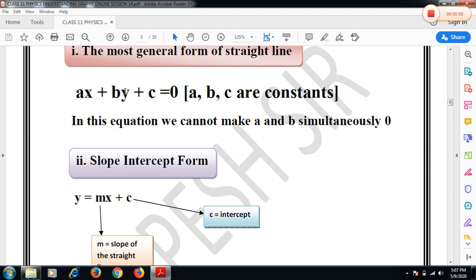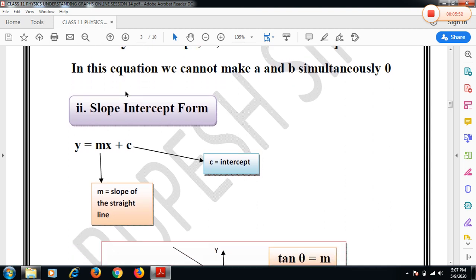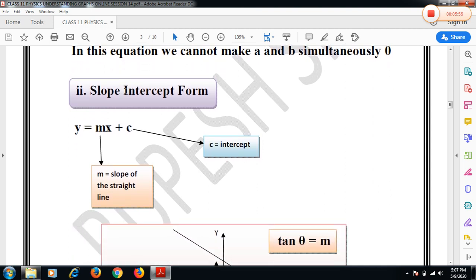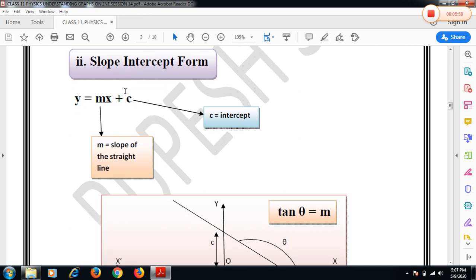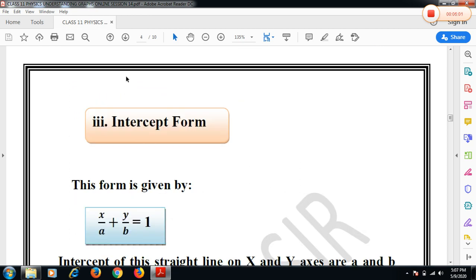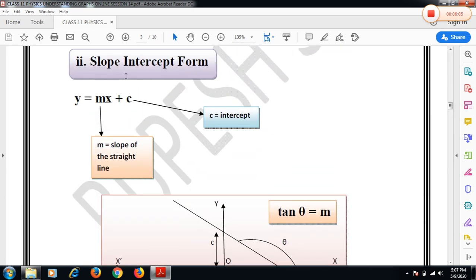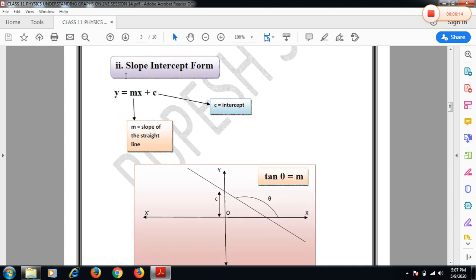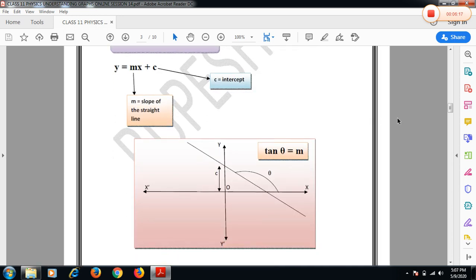So let us move forward to the second form of the straight line, which is none other than the slope intercept form. It is a very well-known form, and we should learn this very crucially. Here in the slope intercept form, we can write the equation of a straight line as y equals mx plus c. Here, m is the slope of the straight line and c is the intercept on the y-axis.